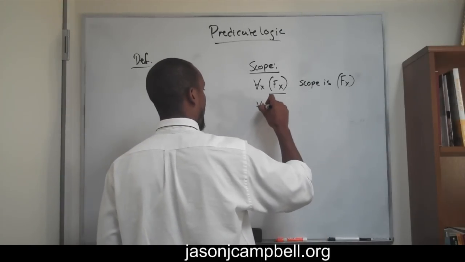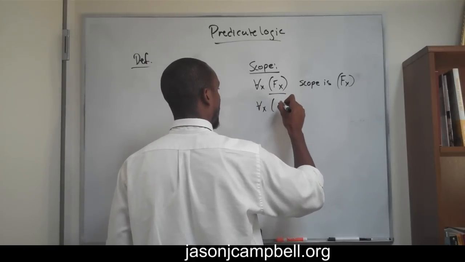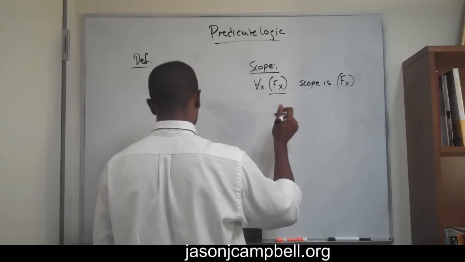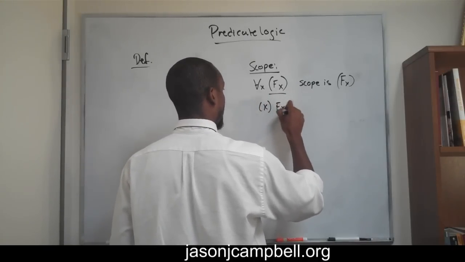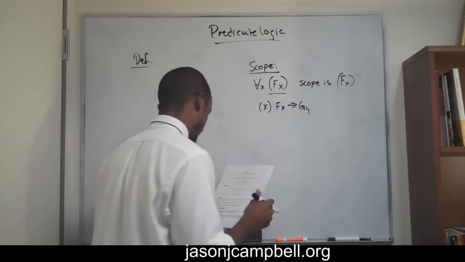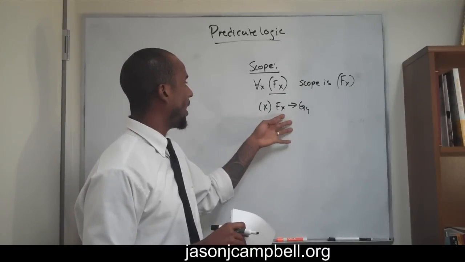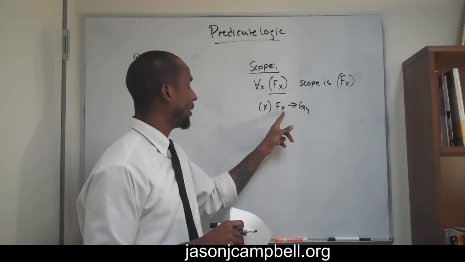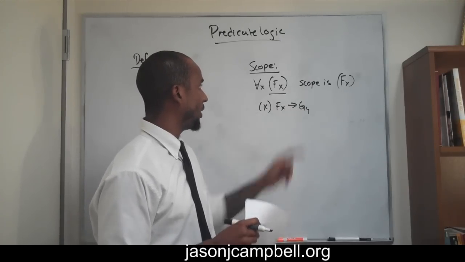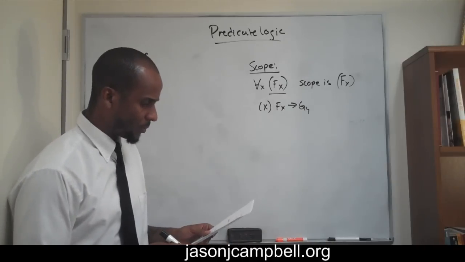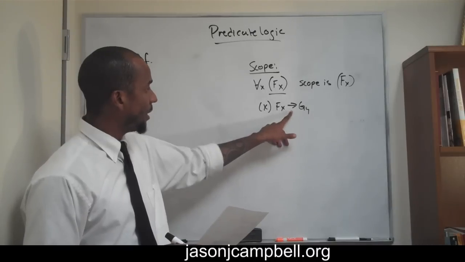For all x, well, I don't like this. Actually, we'll use this so we don't confuse it. For all x, okay, so imagine that same thing. Remember, we know that these are interchangeable. For all x, if x is an f, then y is a g, right? Well, how would we make sense of this? For all x, if x is an f, then y is a g.